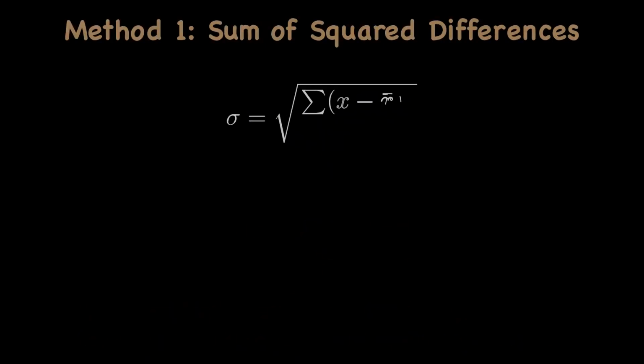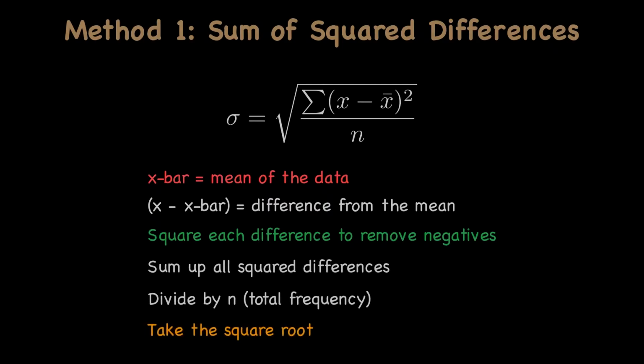Here is method 1. Sigma equals the square root of the sum of (x minus x bar) all squared, divided by n. Let me break down each part. X bar is the mean of the data. X minus x bar is the difference of each value from the mean.